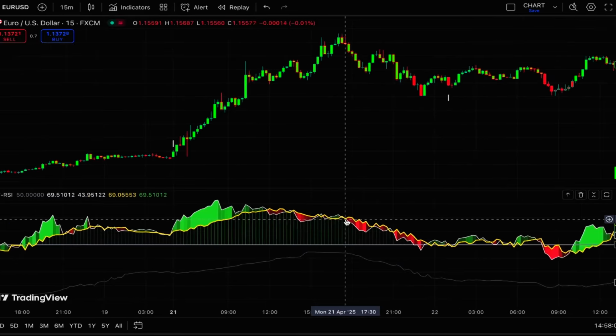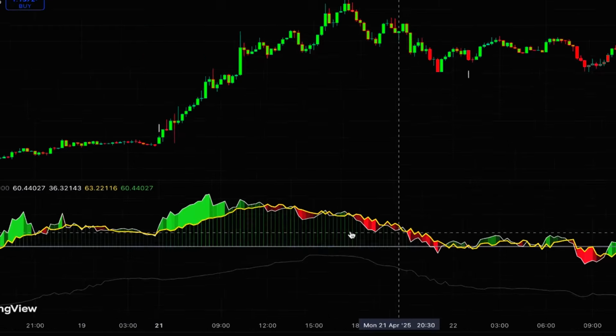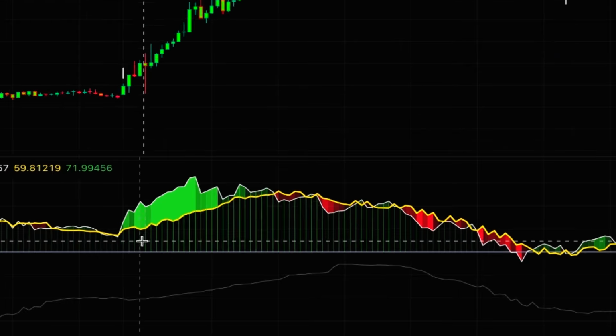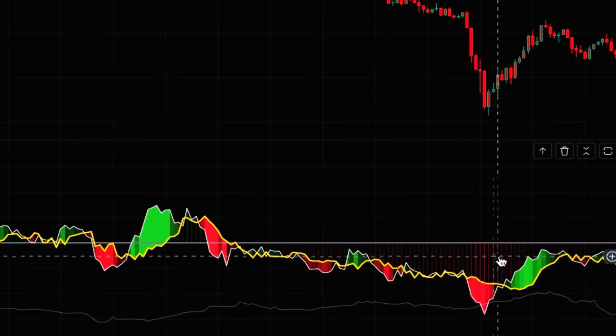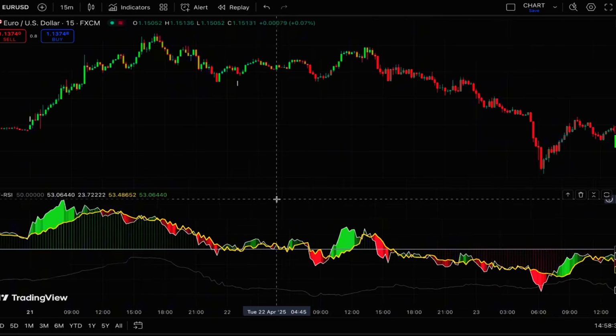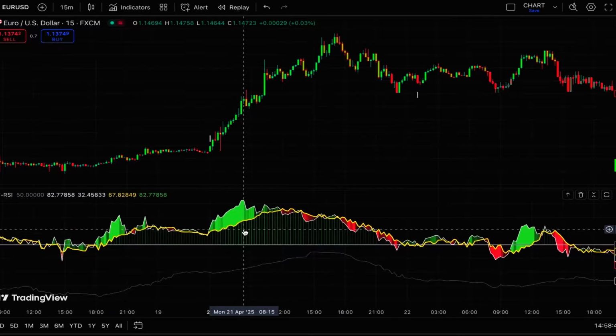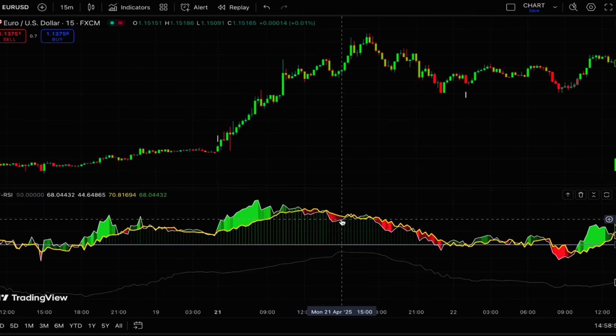As long as the RSI line is above the center line, we have green bars like this, and on the other hand, when the RSI line goes below the center line, we have red bars like this. While the RSI line is above the center line and we get bearish crossovers, which are the times that the area between them becomes red.